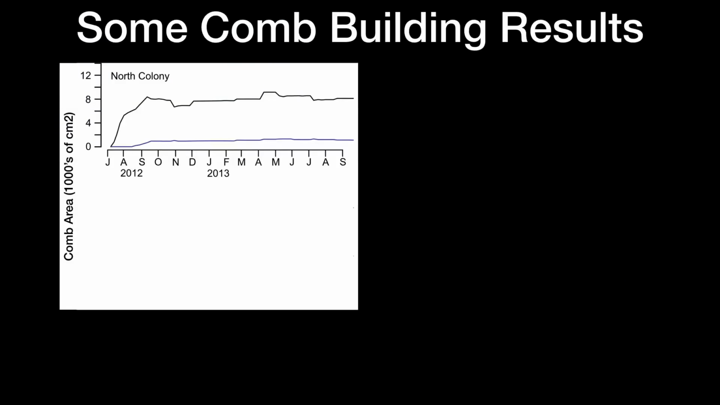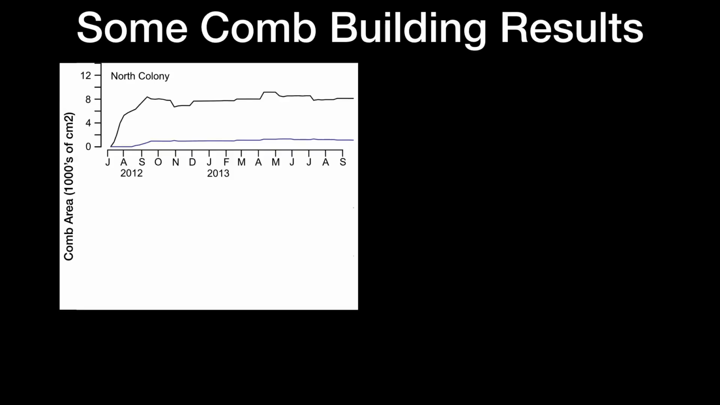Cool. So that's just the number of workers and the number of drones in these colonies. I, of course, was really interested in the comb. The comb is what really gets me going. So I was also following the comb area. And again, the worker comb will be in black, and the drone comb will be in blue.